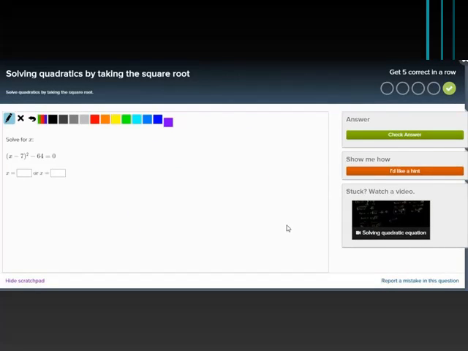Okay, this is example number 2. I'm going to take the same problem and solve it for 0. So I'm going to get the square part by itself. In this case, I'm going to add 64 to both sides. So I get (x − 7)² = 64.